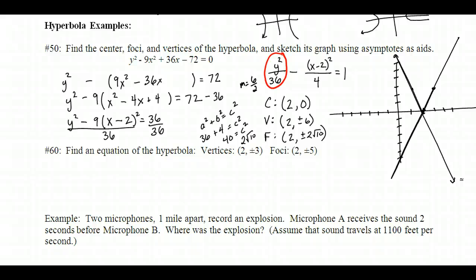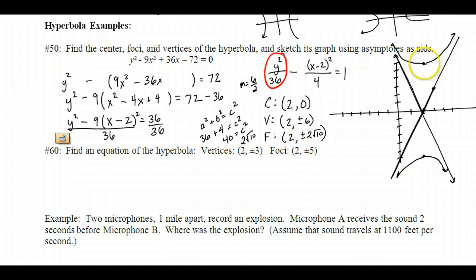Our vertices are at 2, positive and negative 6. So 1, 2, 3, 4, 5, 6. Oh, good, I squeezed that one in there. And then to -6. And we know that this is right, that it should be opening up and down, because y was our first variable. So then we can graph it. They have to get closer and closer to the asymptotes. And we have a general idea what it is.